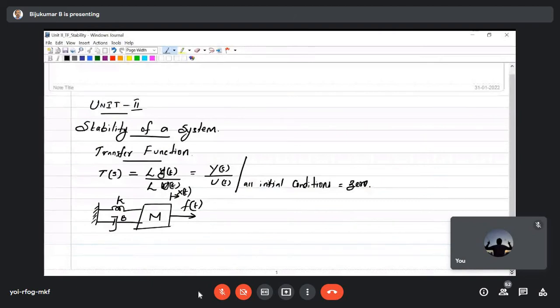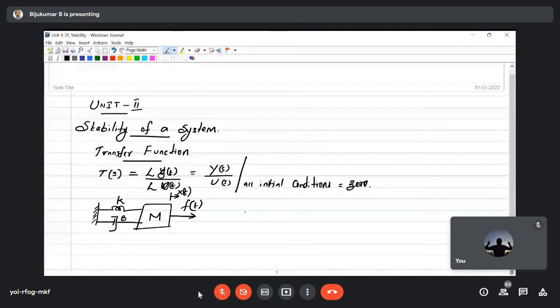Okay. So this is a mass spring damper arrangement, and we have derived the transfer function for this particular system, and we got the transfer function as X of s divided by F of s is equal to 1 divided by m s square plus b s plus k. Right. This already we have seen. And what is the order of this system? This is a second order system. Right.